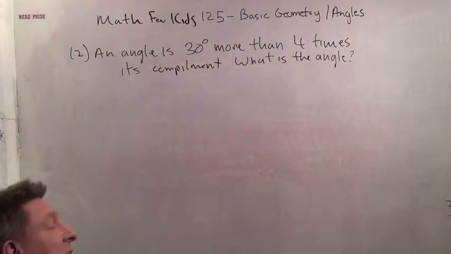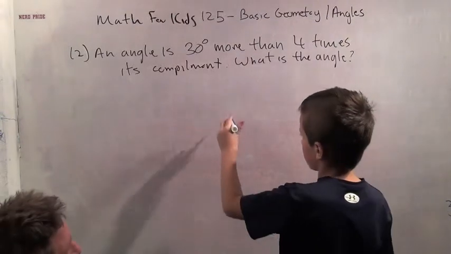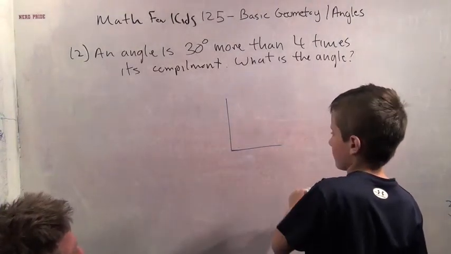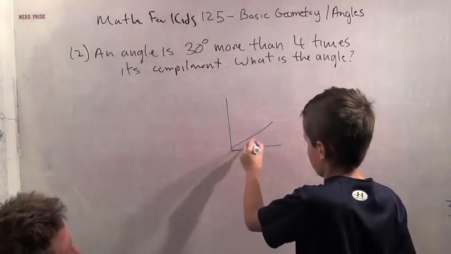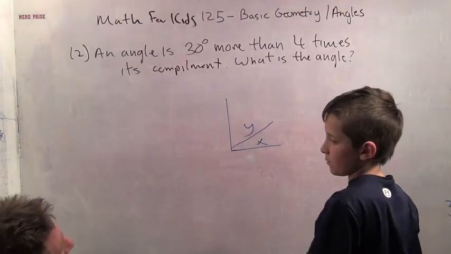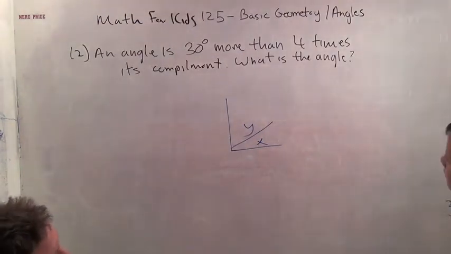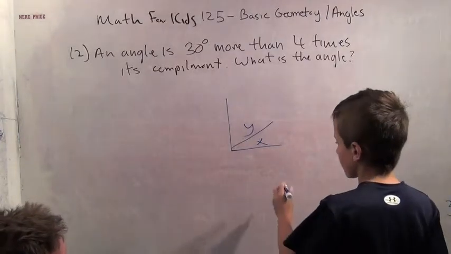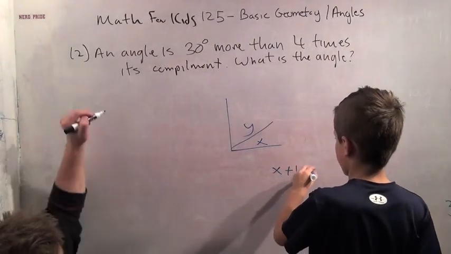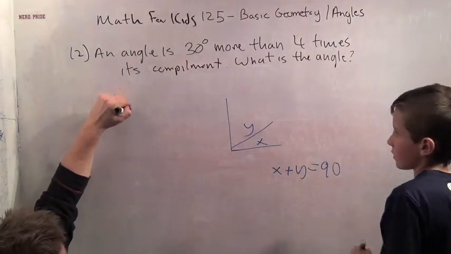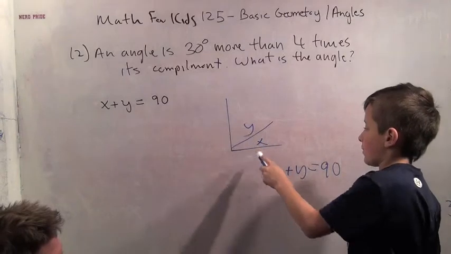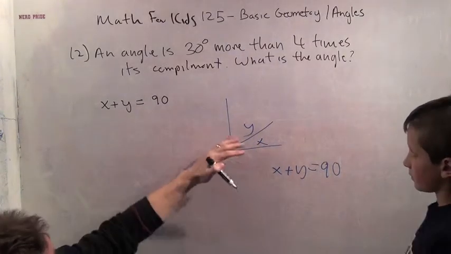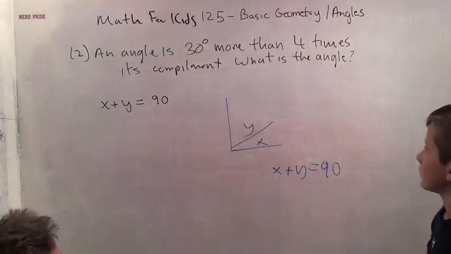Okay, so draw the picture here. This is a little bit trickier picture to draw. Okay, and now where are your angles x and y? Okay, an angle is 30 degrees more than 4 times its complement. So what are our two equations that we have here? You get x plus y is 90. X plus y equals 90, and how do we know that? Because these add up to 90. Okay, they're complements. And what's our other equation?